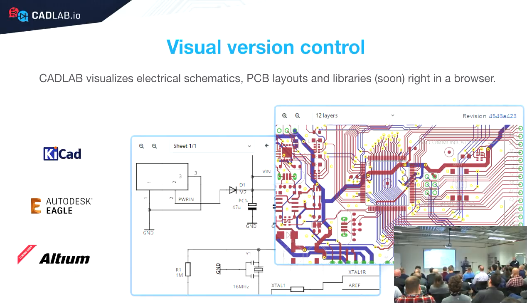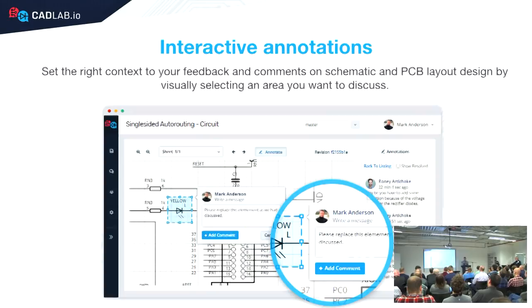When you have this history of changes and you want to look at what was done yesterday, for example, with just plain Git, you would need to check out the previous revision, then go and open this revision in KiCad. With CADLAB, you can just go through the history and look through the changes, look through the designs. Currently, we support Autodesk Eagle, and we just recently launched KiCad. I invite all of you to try it out. It's completely free for open source projects, so you can create as many projects as you want and publish them publicly.